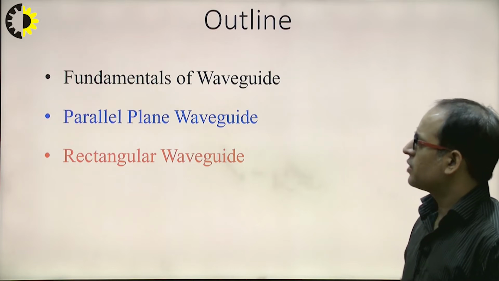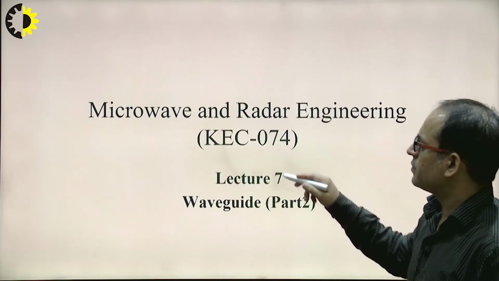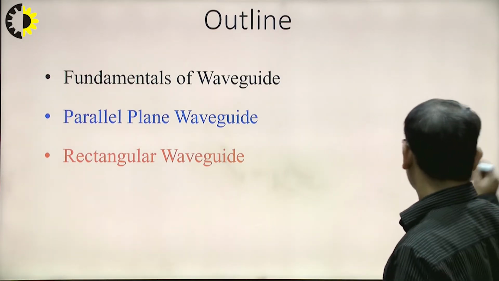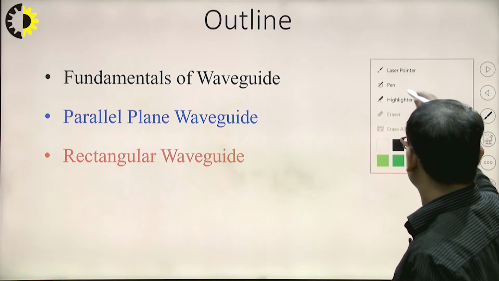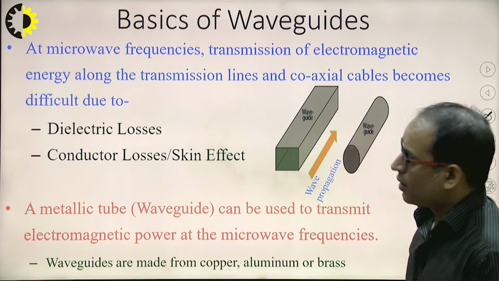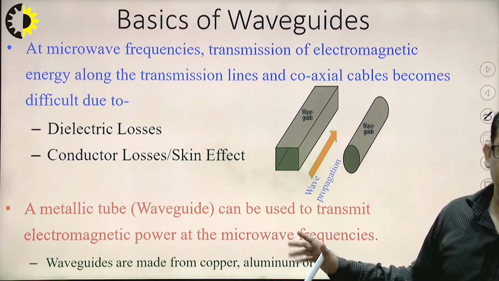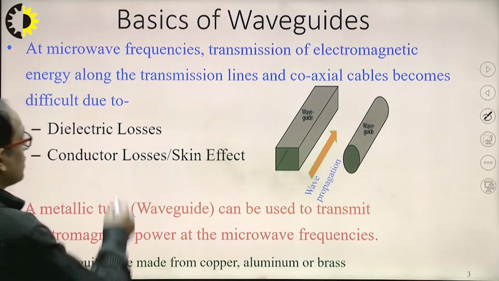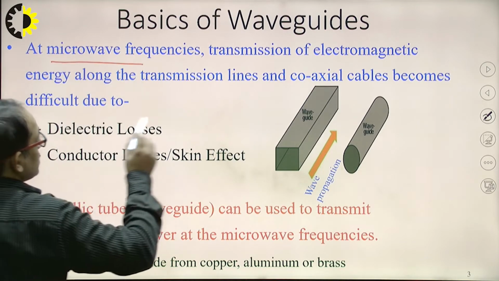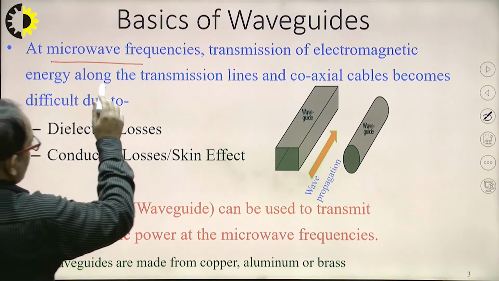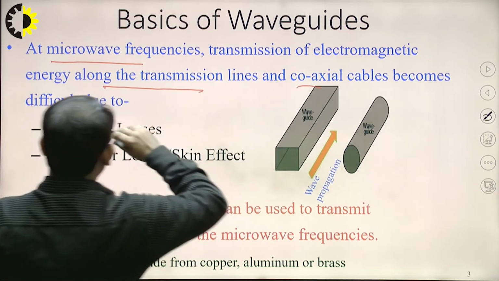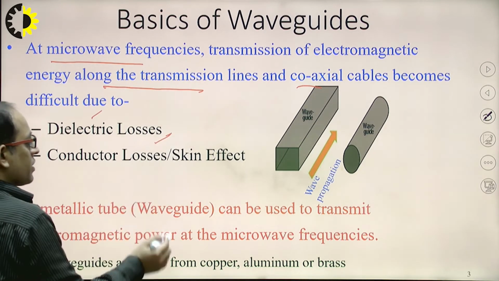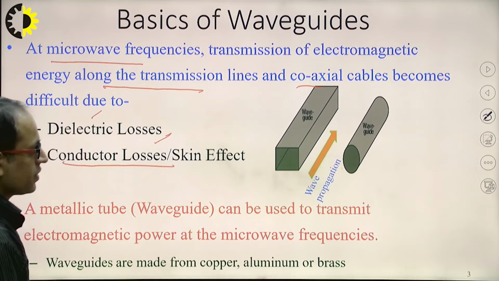Now we'll start with the fundamentals of waveguide, the parallel plane waveguide, and the rectangular waveguide. Now, what are the basics of waveguide? At microwave frequency, transmission of electromagnetic energy along a transmission line and coaxial cable becomes difficult due to high dielectric losses and the skin effect.